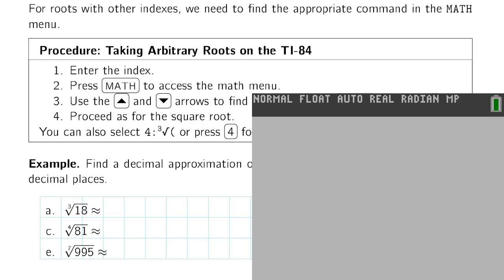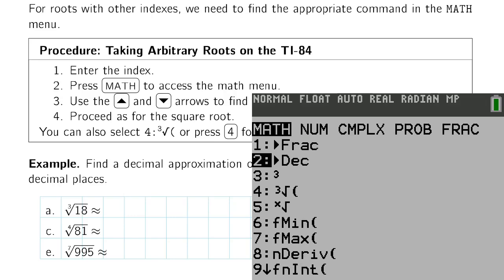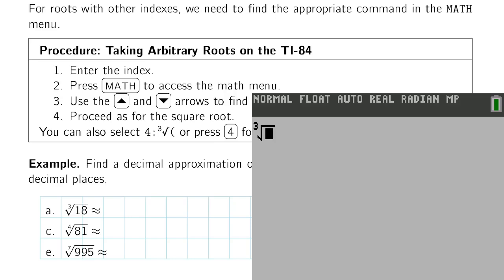In this first example, I'm going to take the cube root, that is the third root of 18. So first I'm going to enter 3, that's the index. Then I'm going to press the math key. And the option that I want is option number 5, take any root. Now there's also a take the third root specifically option, but we don't take third roots that often. I'm just going to always use the take any root option if I want to take a root other than the square root. So I picked the take any root option.